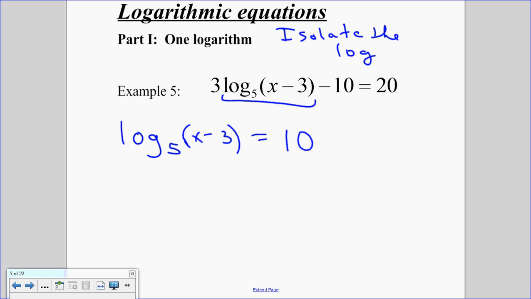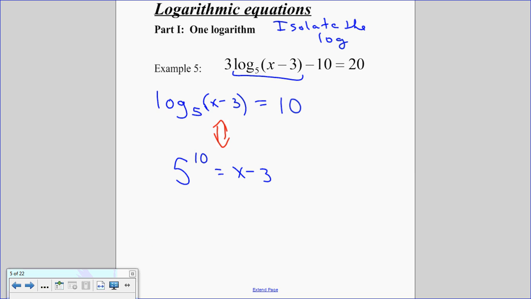All right. Now we got to go the other way down the street. I've got to change that log into an exponent. On that first day we talked about how do we change, and you did that worksheet. You sat there and changed 1,000 of these. The base is 5, the exponent is 10, and it's equal to x minus 3. So 5 to the 10 is x minus 3. So then x is 5 to the 10 plus 3, which is a pretty large number. That's all right.